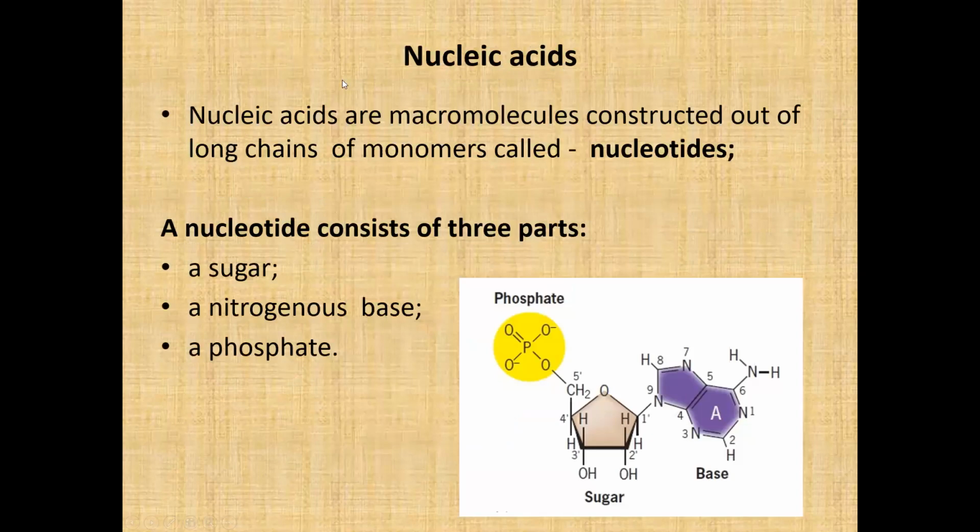The last group of macromolecules that we must discuss are nucleic acids. Please remember that the building blocks for nucleic acids are nucleotides, and every type of nucleotide consists of three distinct parts. Here we have a sugar, a nitrogenous base, and a phosphate. These are essential parts of nucleotides as a monomer for nucleic acid.